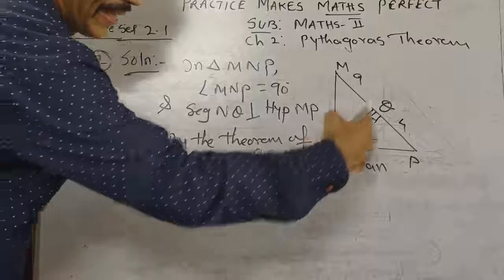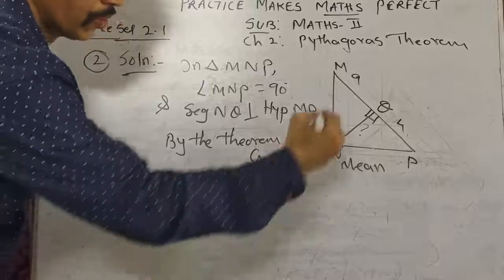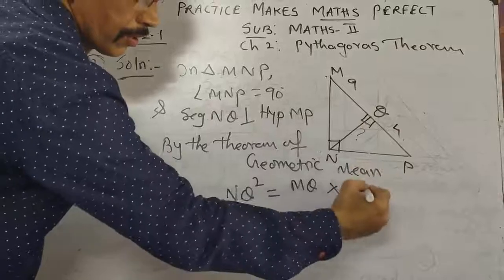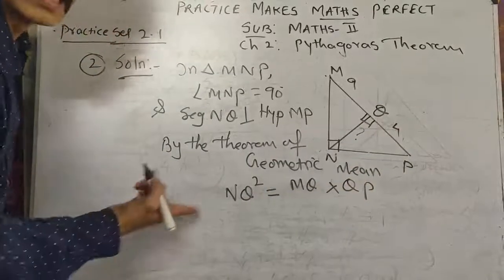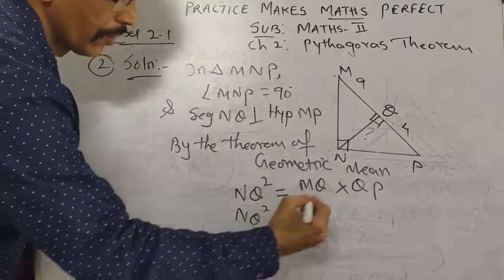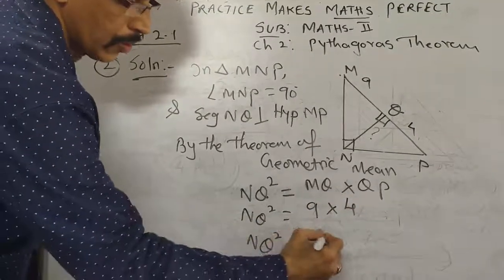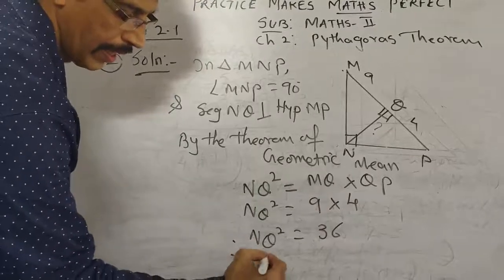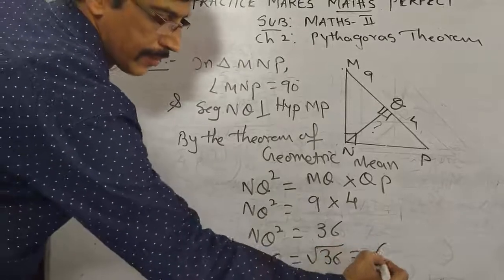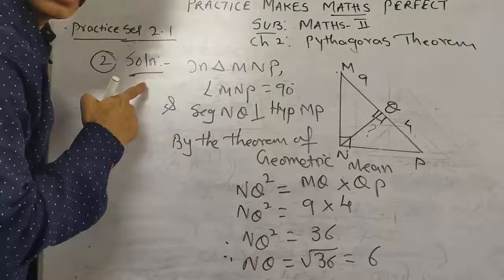Now you can write NQ square. Geometric mean theorem is like this. NQ square is equal to NQ into QP. This is your geometric mean theorem. It is a very easy theorem, very easy concept. Okay. So NQ square is equal to, NQ is 9, QP is 4. So NQ square is equal to 36, and therefore NQ is equal to square root of 36, that is 6. So very easily we get the answer of sum number 2.